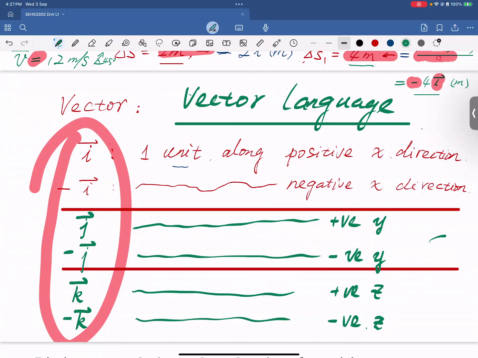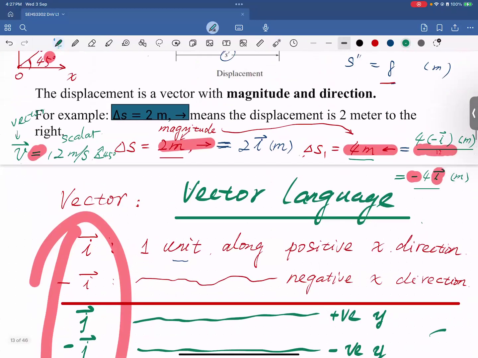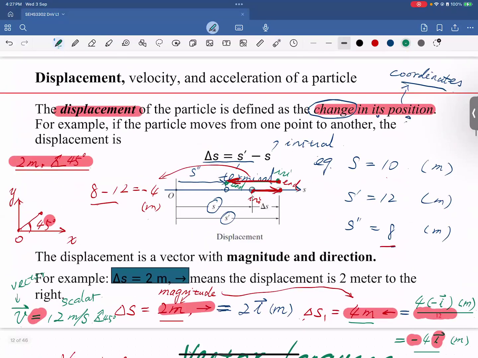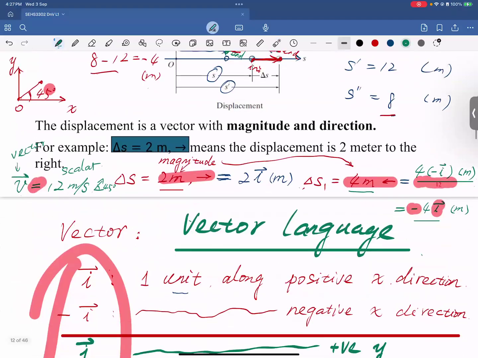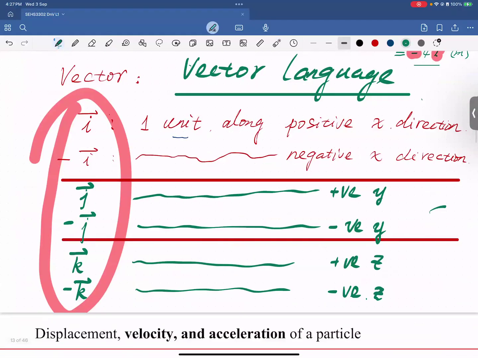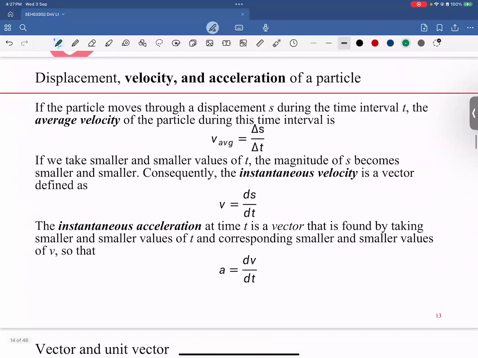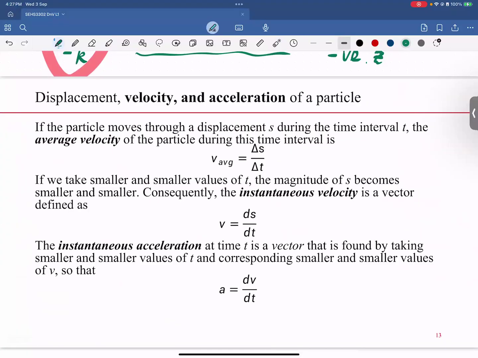Why do we need to use vectors? Because what we talk about is all about magnitude, not only magnitude, but also direction. We need to consider the direction. Therefore, we need to use vectors. And then, since we have displacement, velocity and acceleration are easy to define.